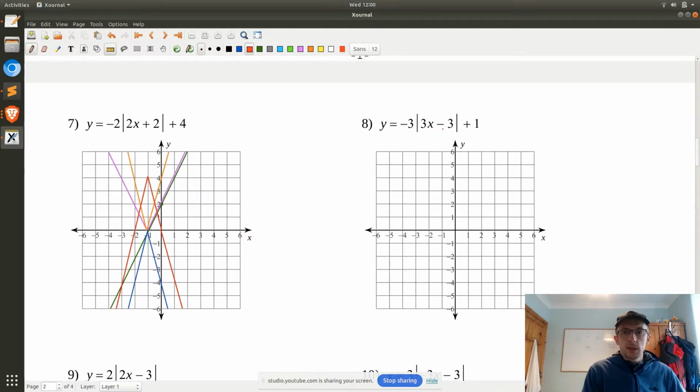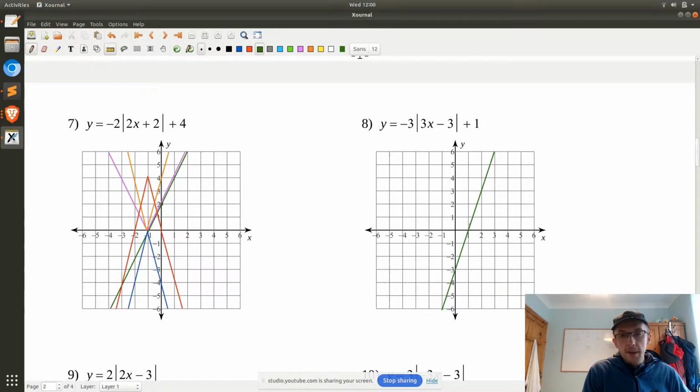Problem 8. Okay. Ordinary, just experiencing a little bit of fatigue here. Ordinary 3x take 3. What does that look like? Well, 3x looks like that. And then you take away 3 from it, and it goes down by 3. So it'll look like that.